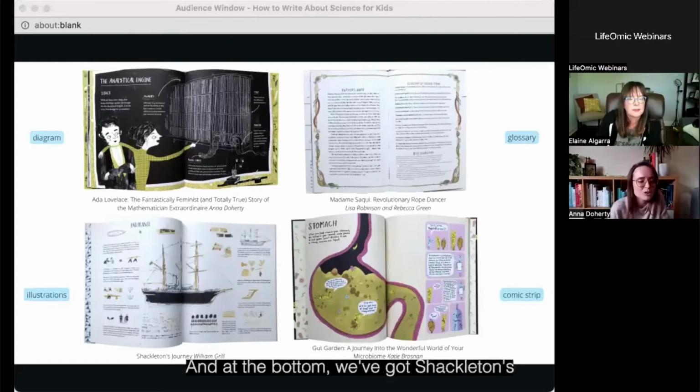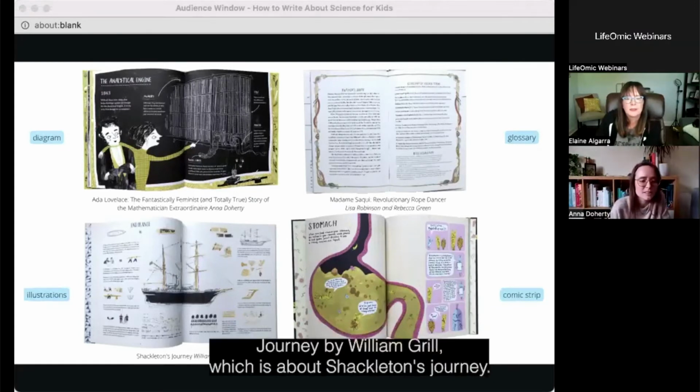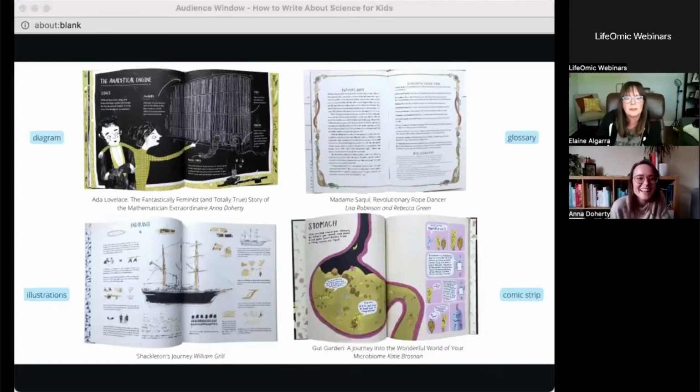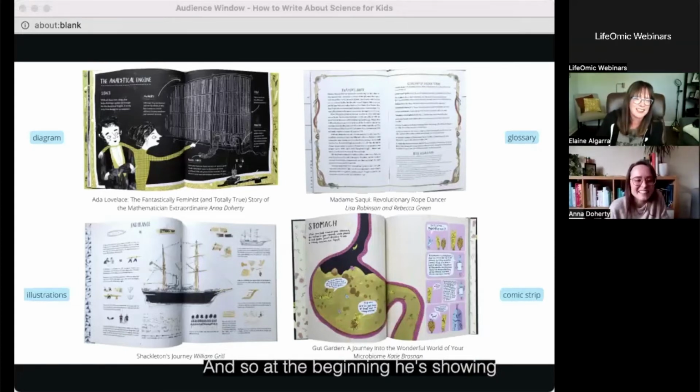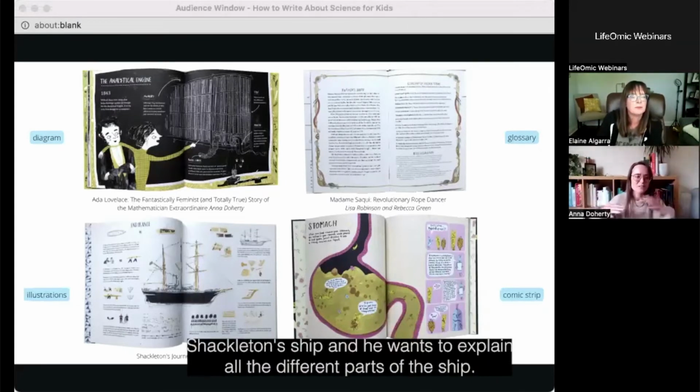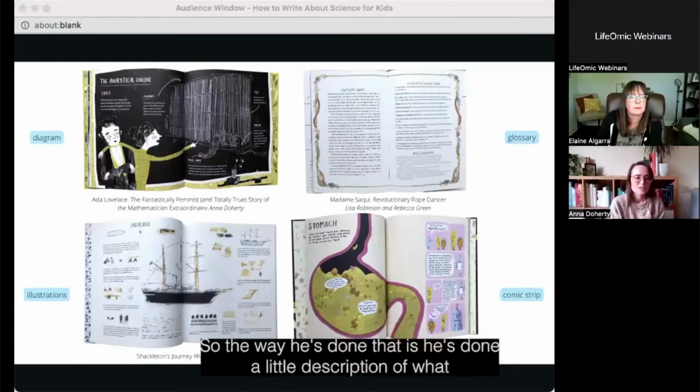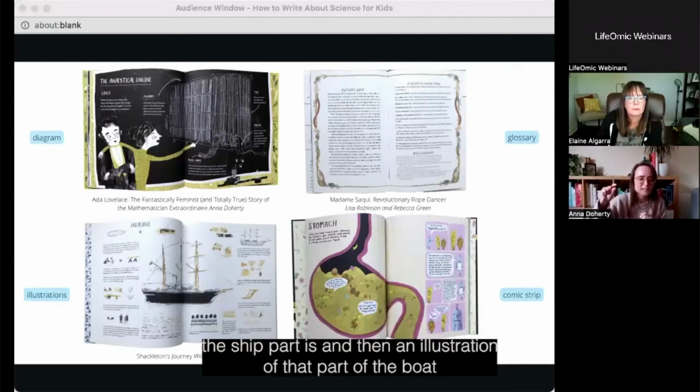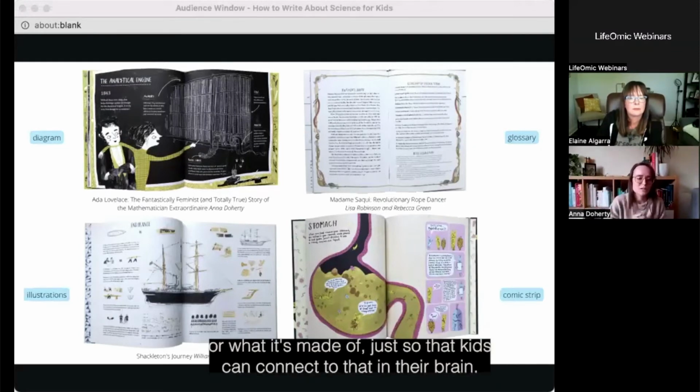At the bottom, we've got Shackleton's Journey by William Grill, which is about Shackleton's journey. At the beginning, he's showing Shackleton's ship and he wants to explain all the different parts of the ship. The way he's done that is he's done a little description of what the ship part is, and then an illustration of that part of the boat or what it's made of, just so that kids can connect to that in their brain.